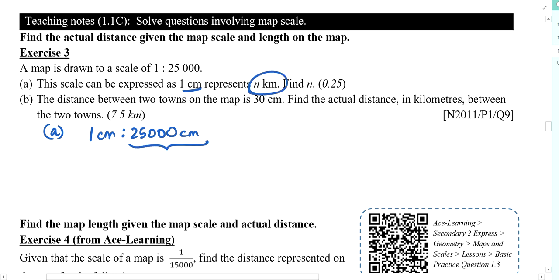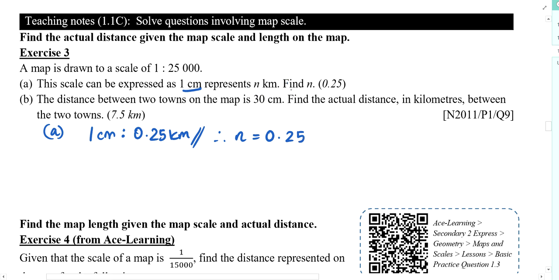So this is my distance. Convert it to km. That's all they're asking you to do. So from cm to meters, I remove 2 zeros. I remove the centi. So I'm left with this. That's in meters already. But they want it in kilometers. So I need to divide again, leaving me with 0.25 km. So n equals to 0.25. Part A.